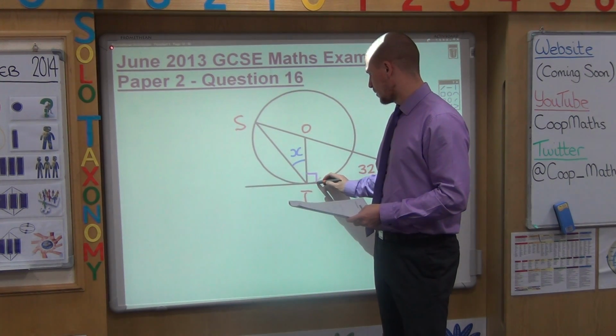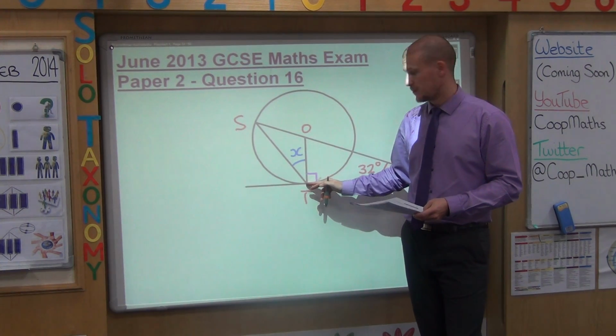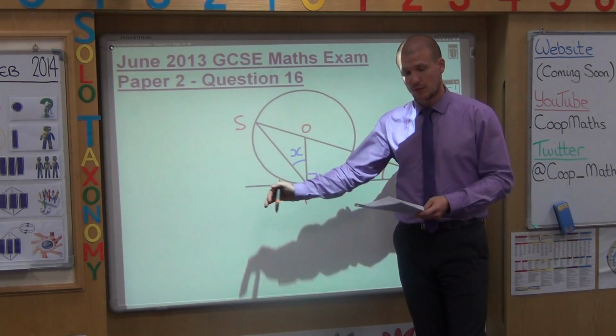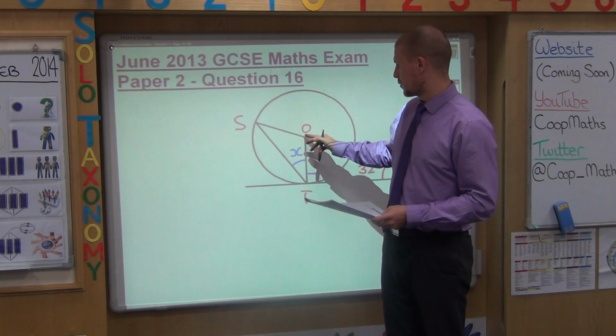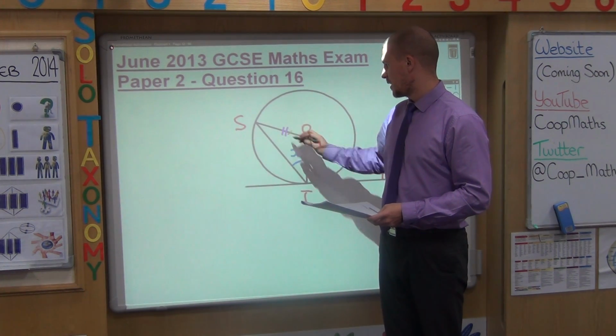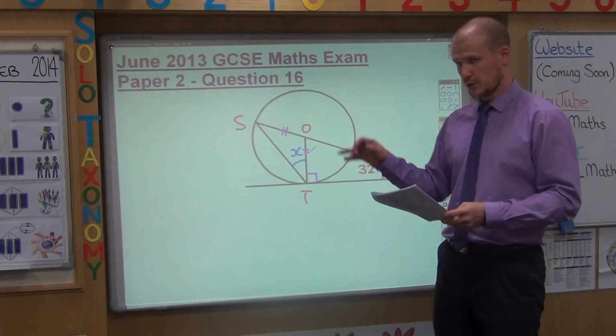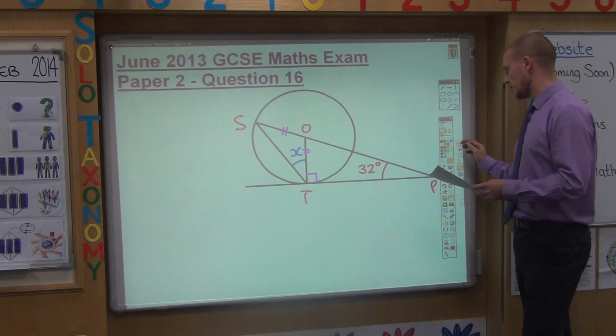Any tangent to a circle meets the radius at that point at a right angle, so they're perpendicular. OT and this tangent are perpendicular to each other. Also, this triangle SOT is a triangle involving 2 radii which have the same length, so you have that isosceles triangle property there. So those two things we're going to be using later on.